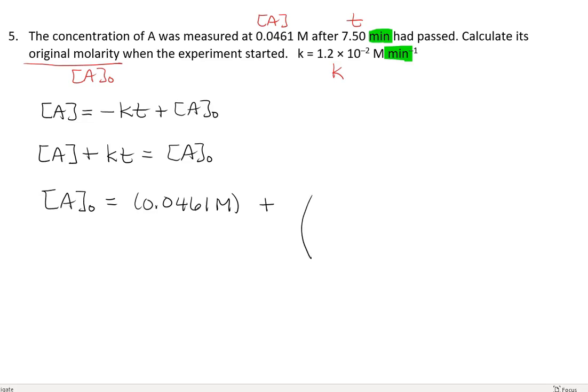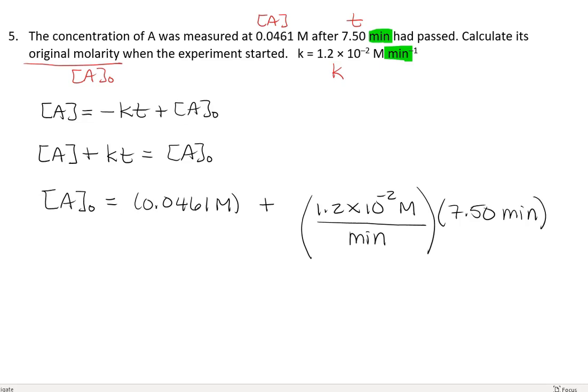So just like the previous examples, I'm going to expand the units of K to make sure that they are present in a clear numerator and clear denominator. 1.2 times 10 to the negative 2 molar divided by minutes times the T term, which is 7.50 minutes. So we'll take a look at the sig figs for the KT term. We have 2 sig figs for K, 3 for time. So when we do this math, we need to end up with 2 sig figs.